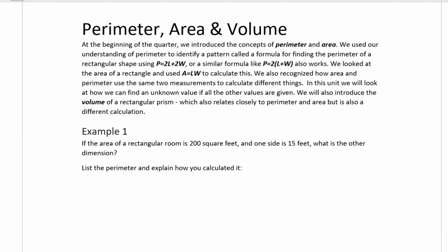We looked at the area of a rectangle and used A equals L times W, where A is the area, L is the length, and W is the width, to calculate this. We also recognized how area and perimeter use the same two measurements to calculate different things. In this unit, we will look at how we can find an unknown value if all the other values are given. We will also introduce the volume of a rectangular prism, which also relates closely to perimeter and area, but is also a different calculation.